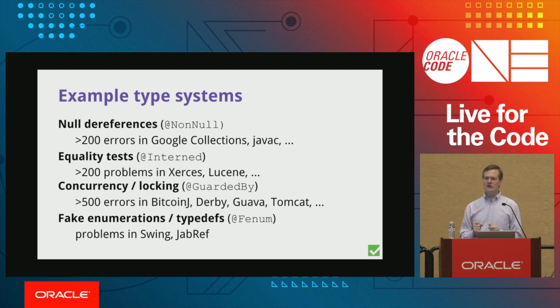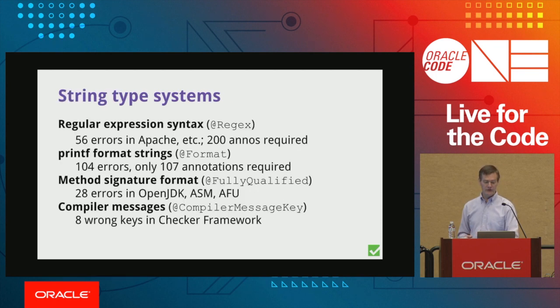Another is fake enumerations. Oftentimes people will use a set of integers instead of an enum. We found problems in Swing and JabRef where the wrong values were being used. Strings are a really common source of problems because you shouldn't be manipulating strings. But if you are, they usually are expected to be in some particular format or hold some particular value.